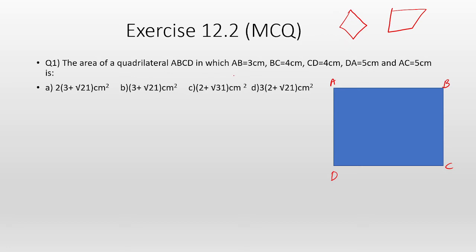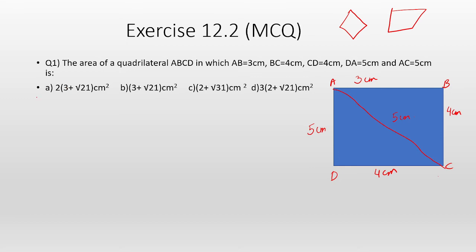Now you have AB as 3 centimeter, BC as 4 centimeter. You have CD as 4 centimeter again, and you have DA as 5 centimeter. But what else do you have? You have AC. So where is A and C? You join that. Try to draw with a scale. Mine I don't really have a scale right now, so it's crooked, but use a scale. So AC is 5 centimeter. So this becomes the diagonal.